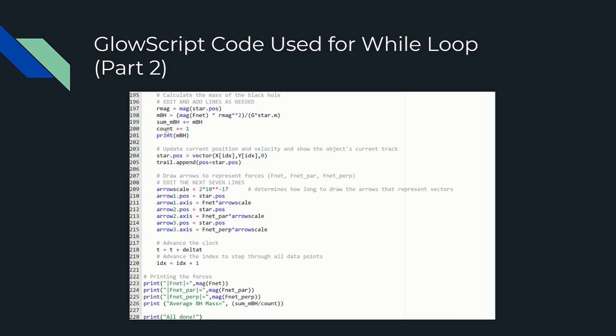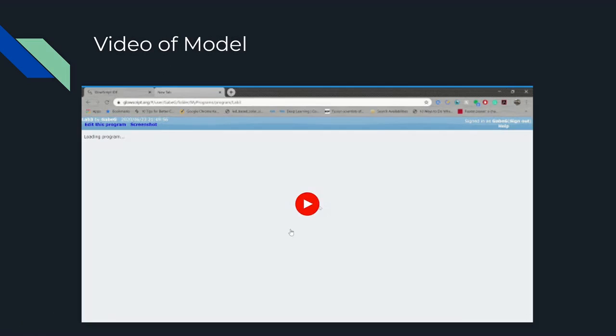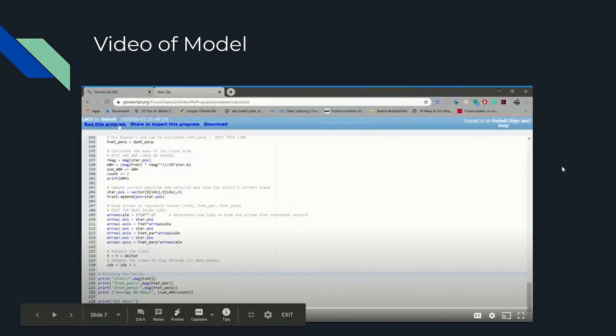And then these two values are used to find my average black hole mass, where the sum of the black hole is just going to be plus equal to the mass of the black hole, and the count is plus equal to 1. So in the end, it's just going to take the overall sum of these and divide it by the number of sums that it took. This is just used to update the current position and velocity, and then I also print out the average black hole mass towards the end. So here's just the video of my GlowScript model.